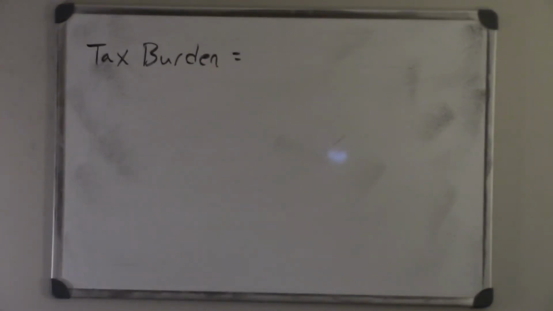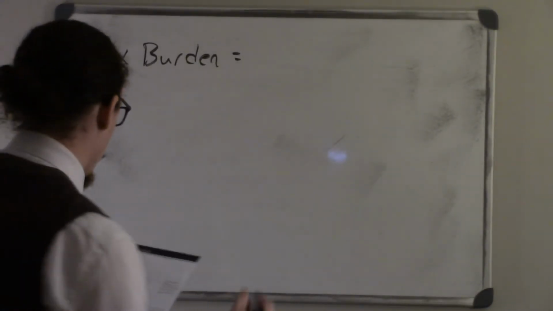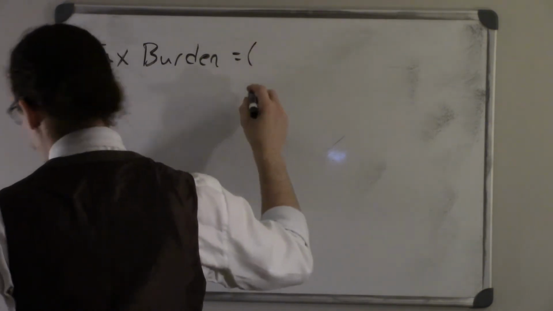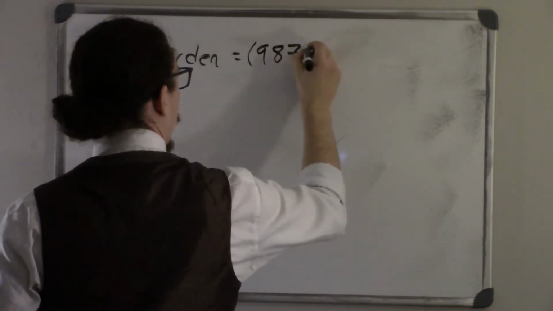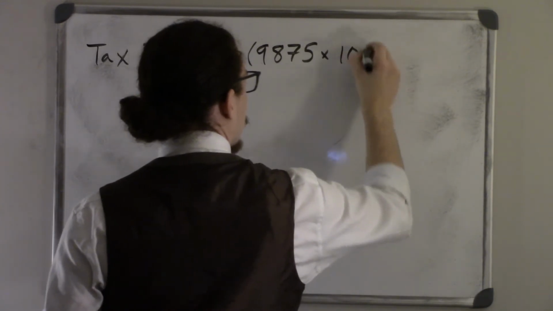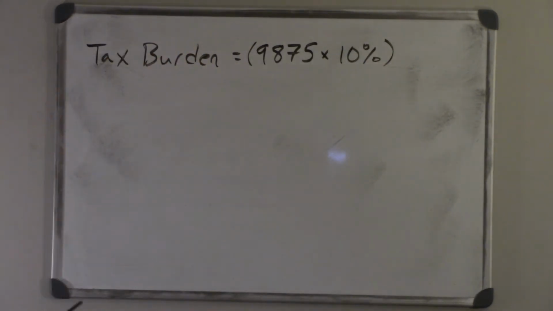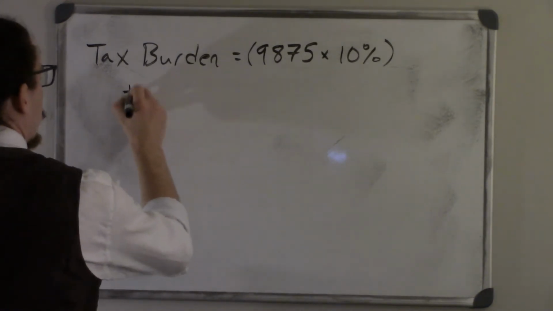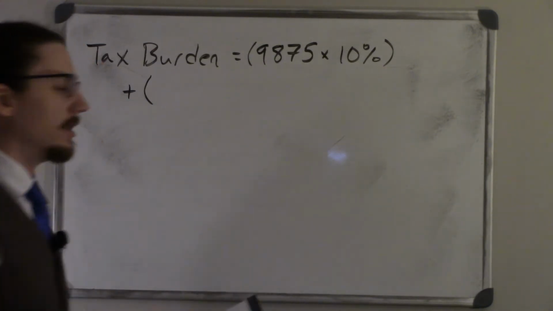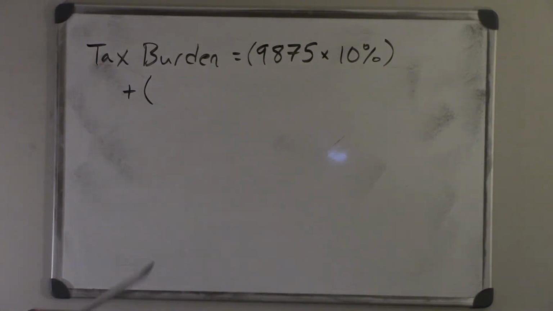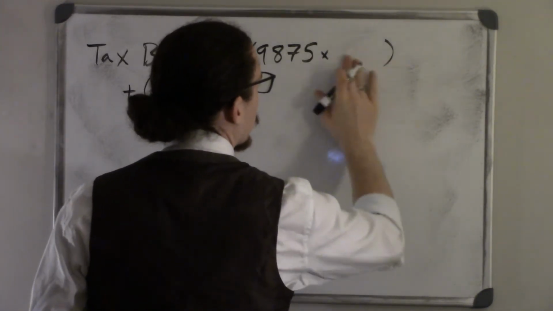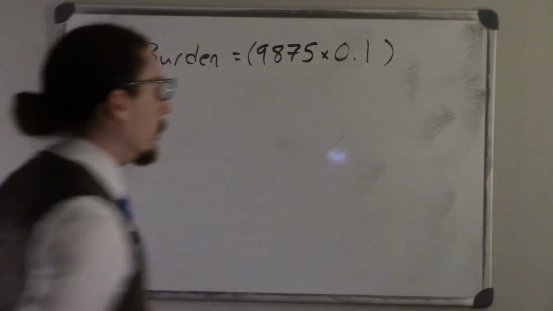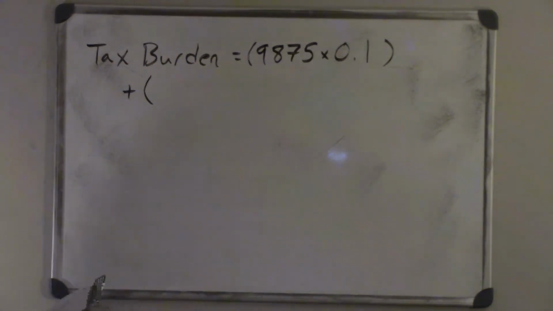All right, so for example, this is all for example. That first $9,875 is taxed at 10%. So 10% times 9,875. I would recommend just doing 0.1 instead of trying to do 10% in your calculator. So I'm just going to write it that way. So 0.1.